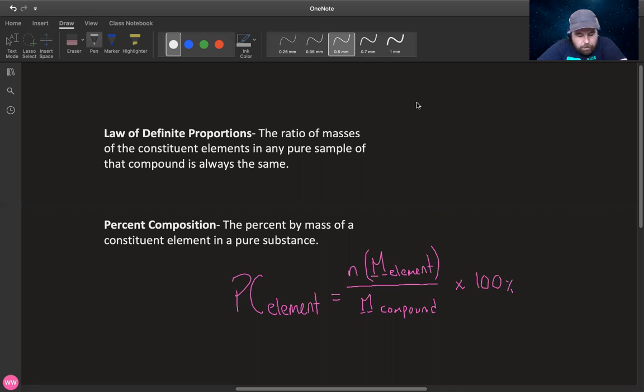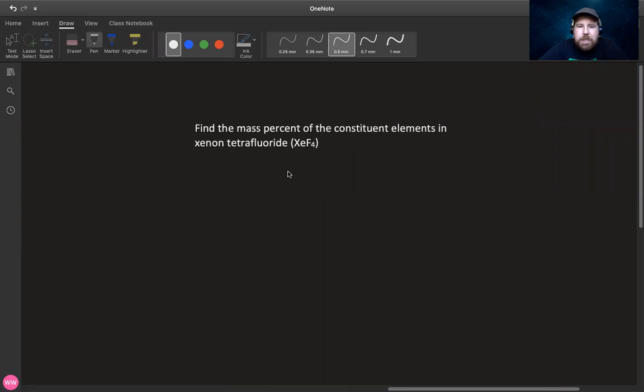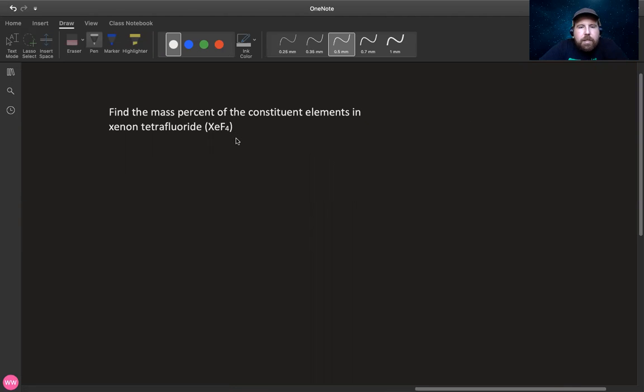Now, let's go ahead and check out a type of problem that you could see, and hopefully that you'll be comfortable with based off of the formula we just did. We want to find the mass percent of the constituent elements in xenon tetrafluoride. That is the formula XeF4. So let's go ahead and make our lives easier. Go ahead and grab your periodic tables. Let's find the molar mass of fluorine and the molar mass of xenon, Xe. If you look on your periodic table, fluorine's roughly 19.00 grams per mole. Xenon here is 131.29 grams per mole. So there's the molar mass of each of these here.